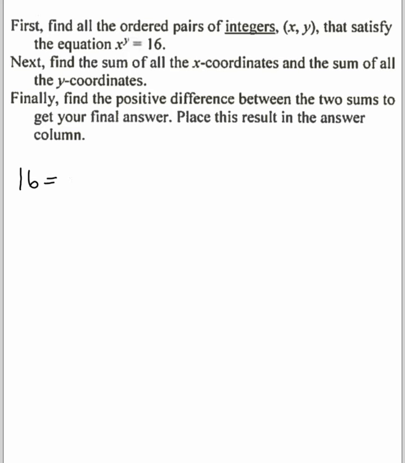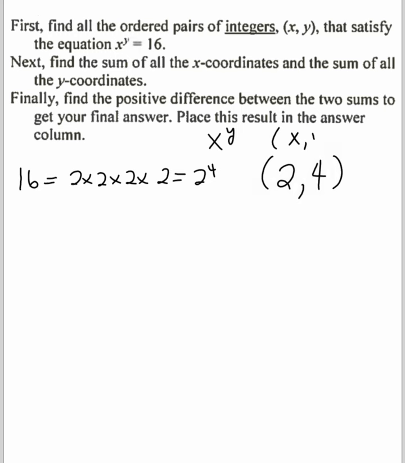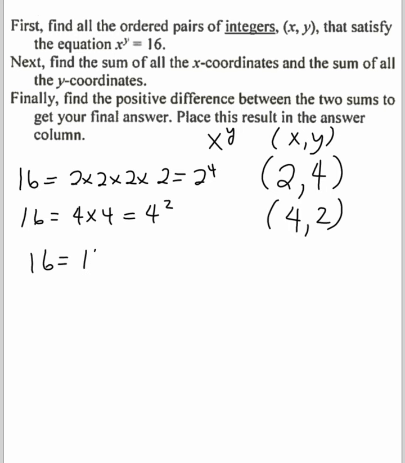Well, we could get 16 by doing 2 times 2 times 2 times 2, which is the same as 2 to the 4. So that means one pair is 2 comma 4, because remember it says x to the y is x comma y. So then think again, how else could we get 16? We could get it with 4 times 4, which is the same as 4 squared. So another pair is the pair 4, 2. Another way to get 16 is just the number 16, or 16 to the exponent of 1.